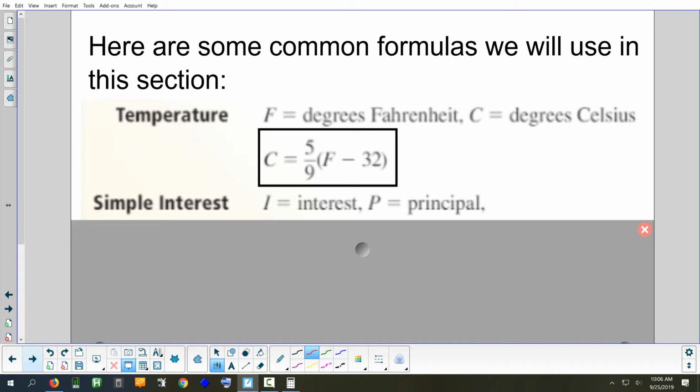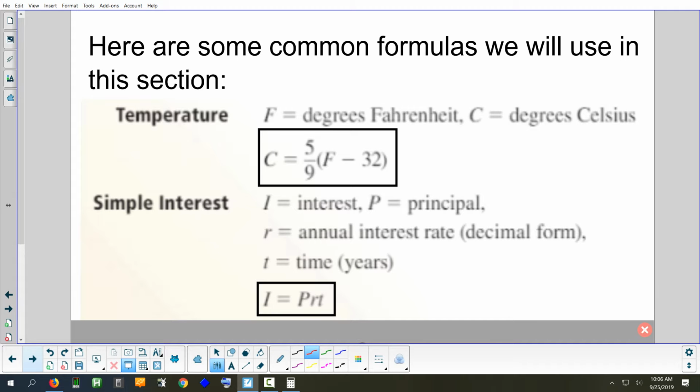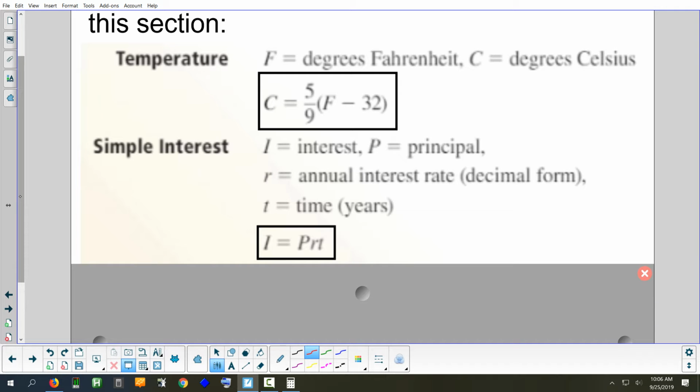Okay, simple interest is the second formula. This is a formula that they would use in a bank account. It's I equals PRT. I don't think I read the first one. That's 5/9 F minus 32 if you can't read it. This one is I equals PRT. So you know, when you leave money, like if you have a savings account, sometimes you check it at the end of the month, and it might have a few pennies more.